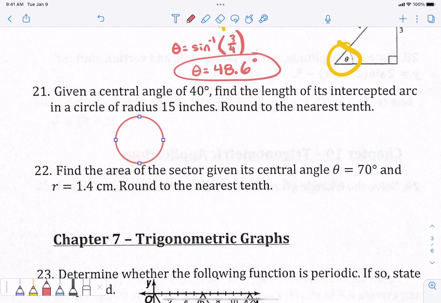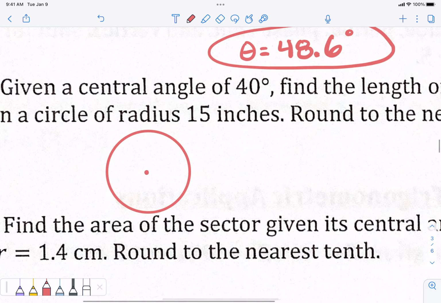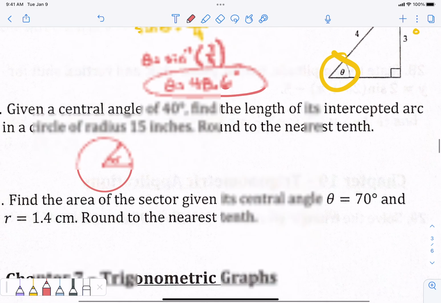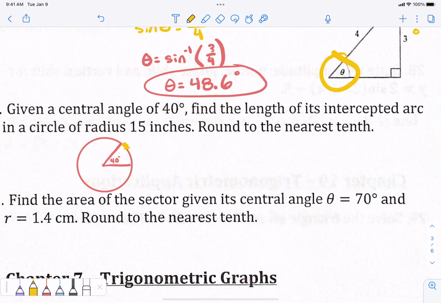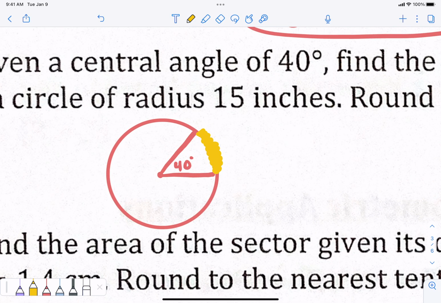Given a central angle, so here's my circle, of 40 degrees. It's about there. Okay, 40 degrees. Find the length of the intercepted arc. So I want to find this guy right here. That's like finding the circumference, right? Circumference is all the way around, and circumference is 2 pi r. They tell me the radius is 15.